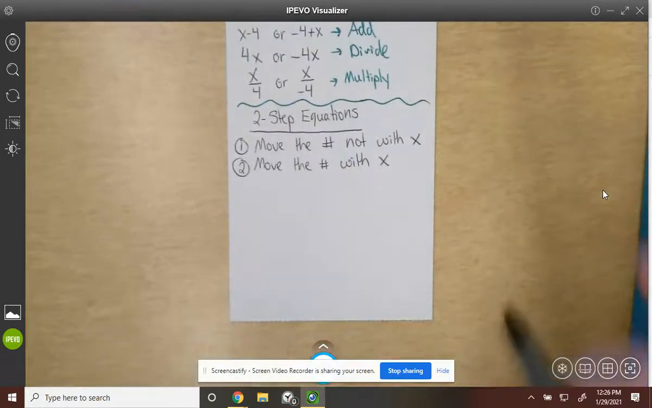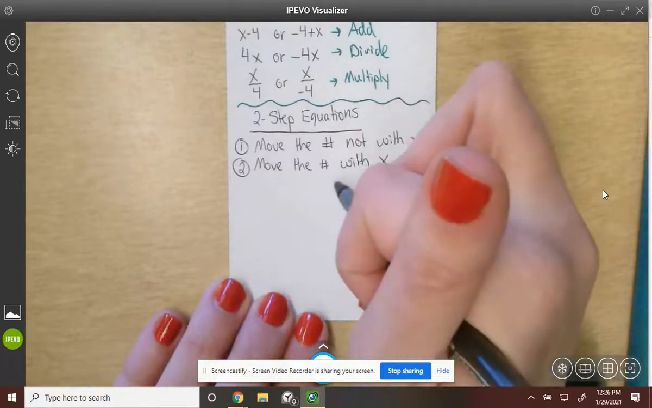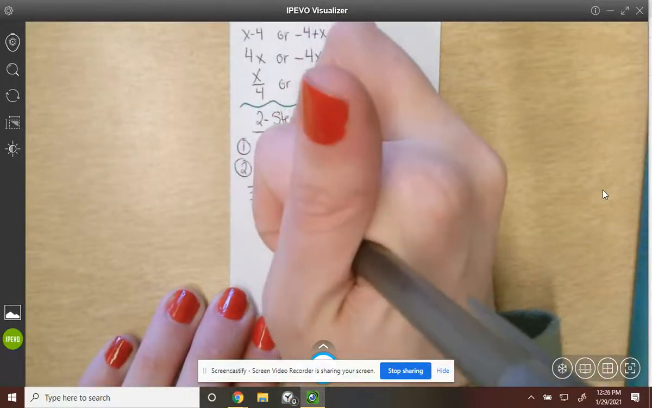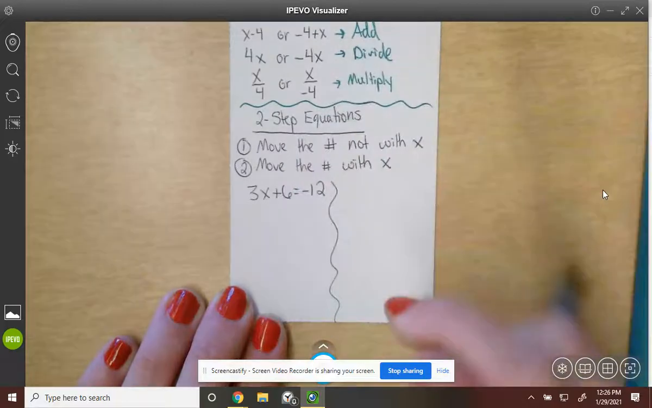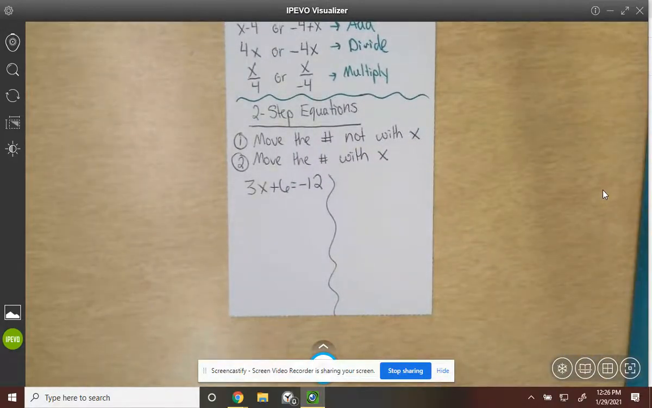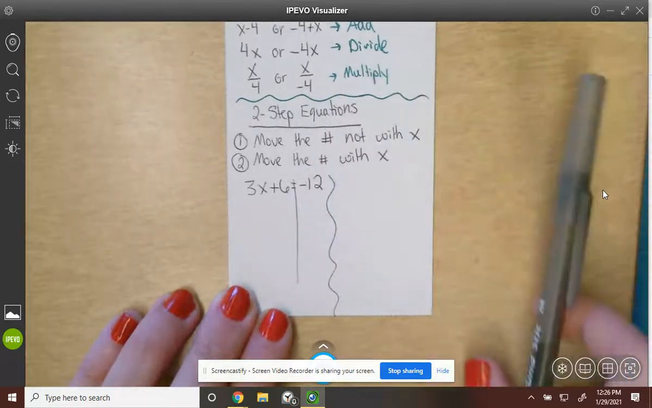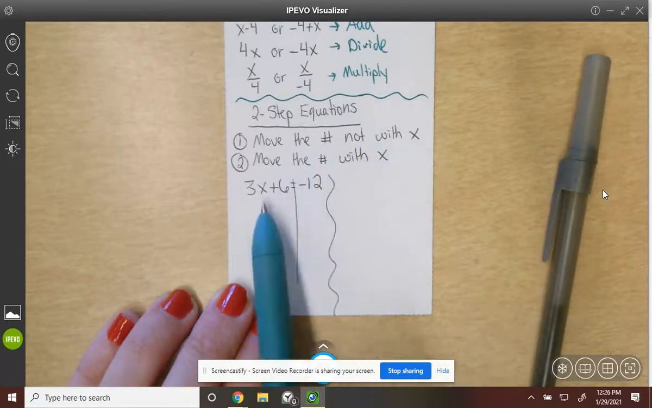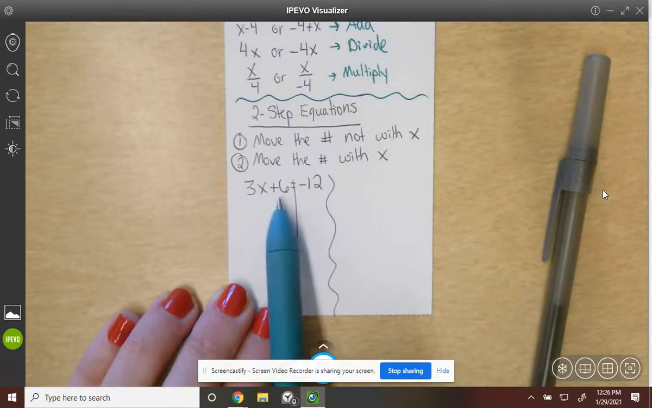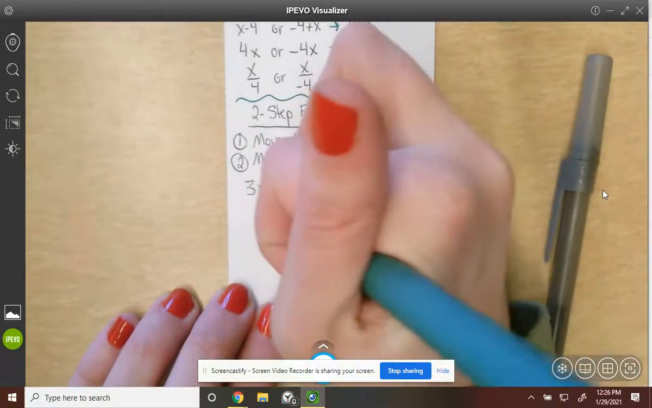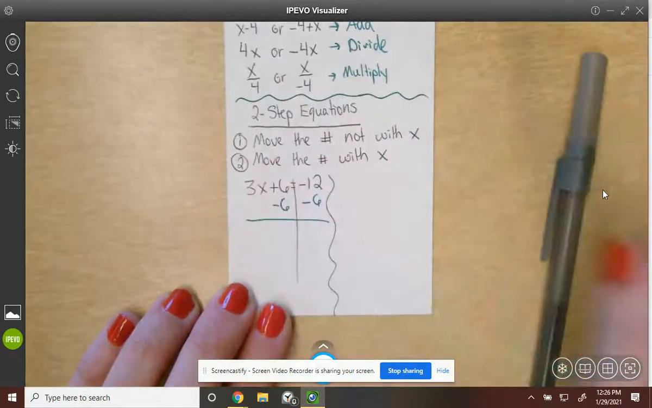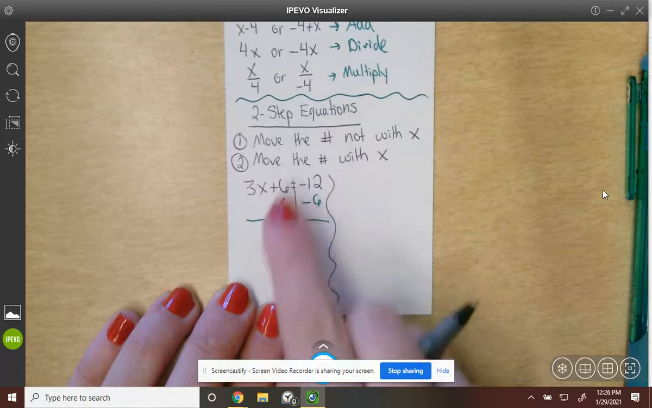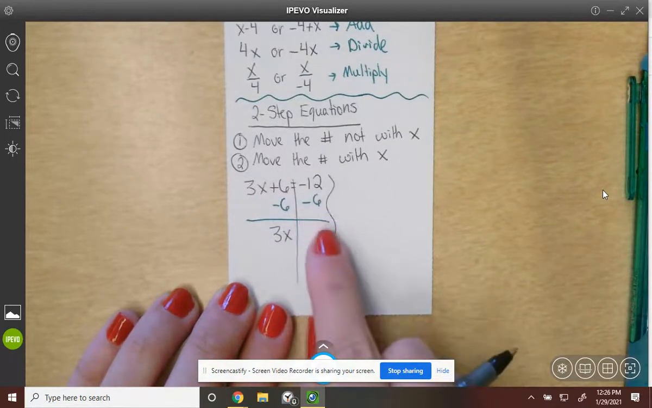Okay, let's do a couple of examples. I'm going to split this down. Let's do 3x plus 6 equals negative 12. We always draw our line. Now I look up here. Move the number not with x. Which number is not with x? 6. How am I going to move it? Subtraction. Yep, so minus 6. So we get 3x left on this side because those zero out. And yep, negative 18 on this side.